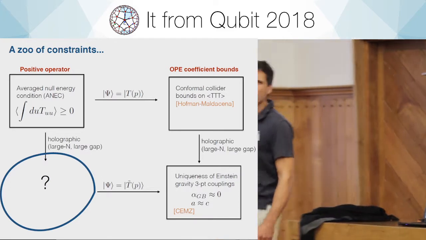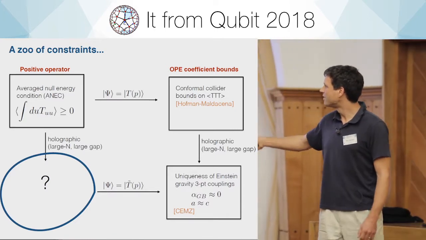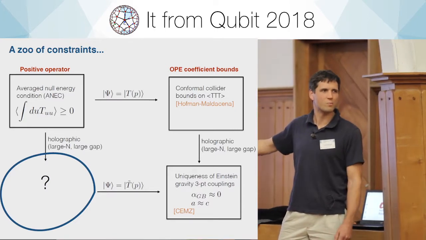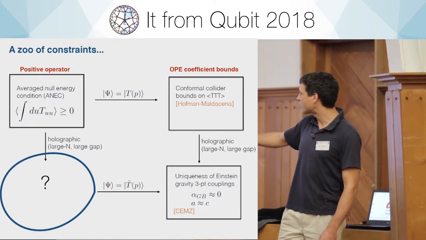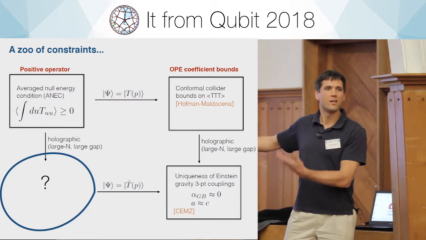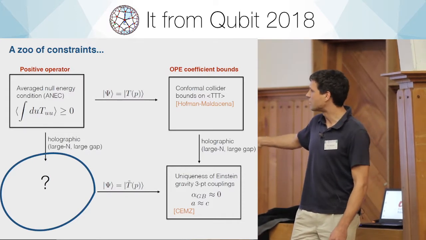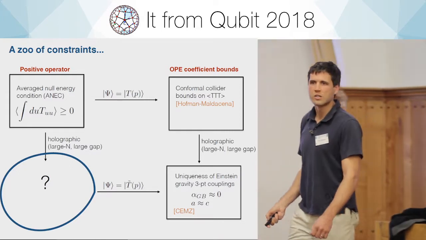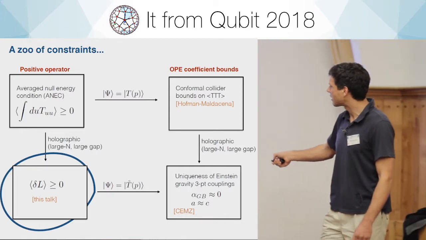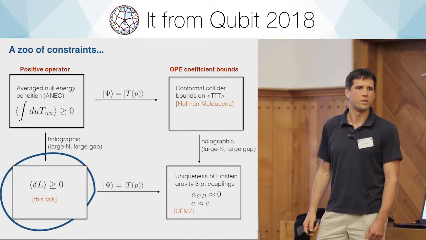So what this suggests is that in a large N theory, there should be some new operator, and the positivity of that operator should then be evaluated. A special case of that is that you should evaluate that operator in some specially designed state and get these very strong constraints on the three-point couplings. So the answer to that question is this space-like delta length operator that I just described.